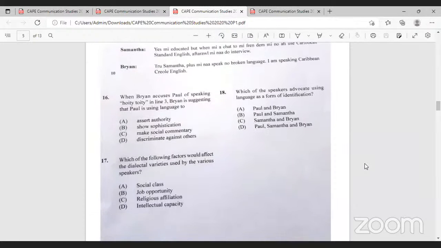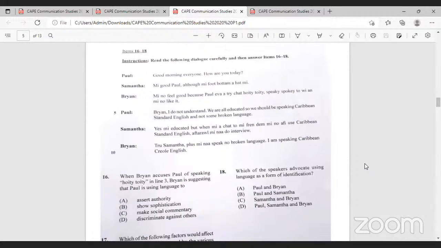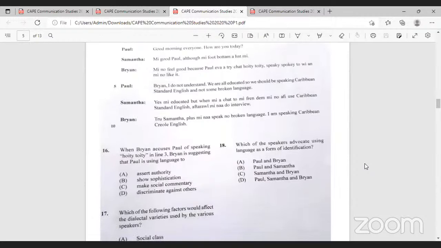18, which of the speakers advocate using language as a form of identification? So basically, who are the ones who advocate for Patois as a language? Brian and Samantha, right? So 18 should be C, right? As a form of identification.